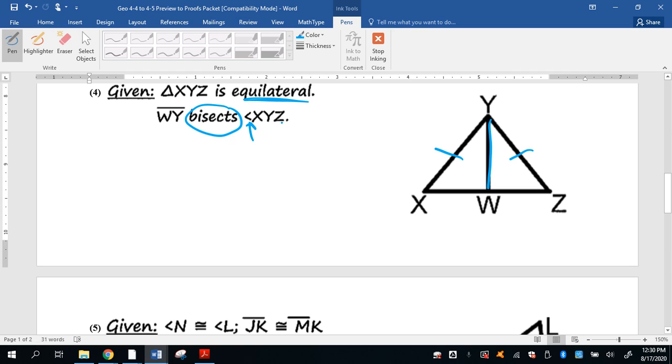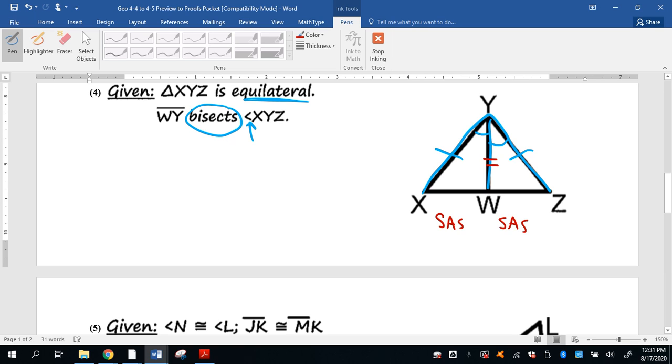Angle XYZ, from X to Y to Z. So we're going to mark those angles. By definition of angle bisector, those two angles are congruent. We would also mark by reflexive that YW is congruent to YW. Therefore, the two triangles are congruent by side angle side. Side angle side and side angle side.